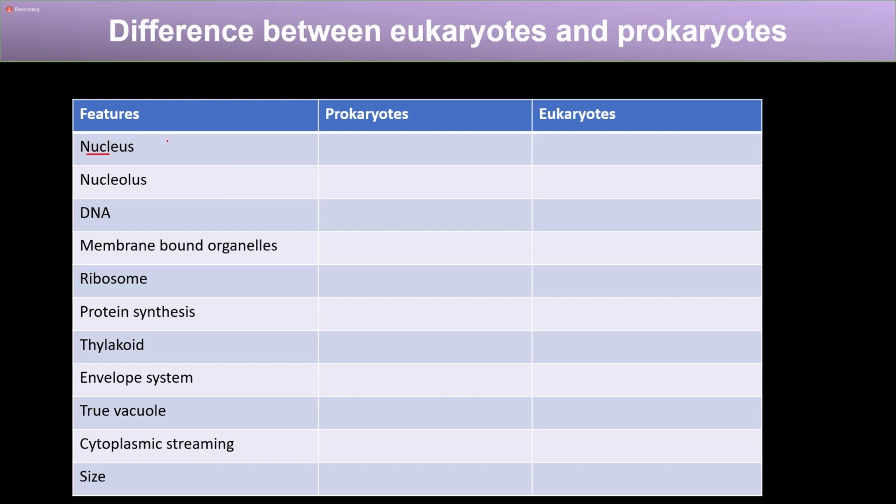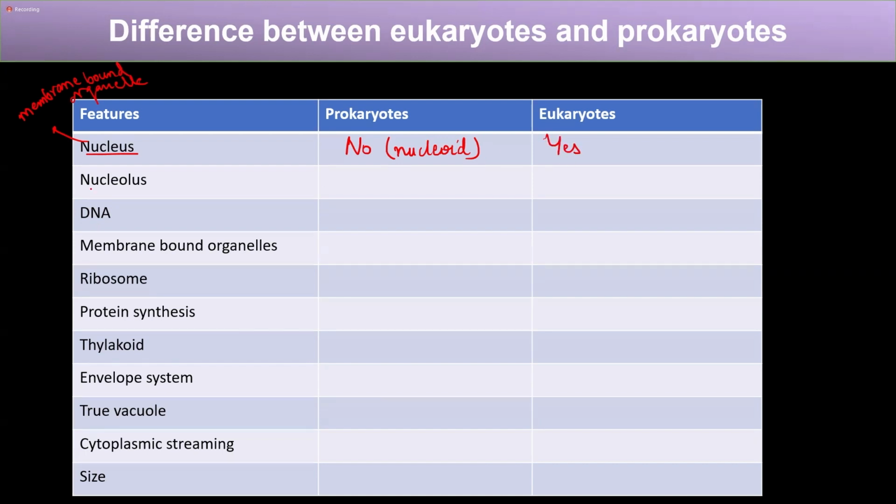So if we talk about the nucleus, does a prokaryotic cell have a nucleus? The answer is no. But instead of that, it has a nucleoid. So what is a nucleus? Nucleus is a membrane-bound organelle. But a typical prokaryotic cell does not have a nucleus. Okay. In the eukaryotic cell, the nucleus is present.